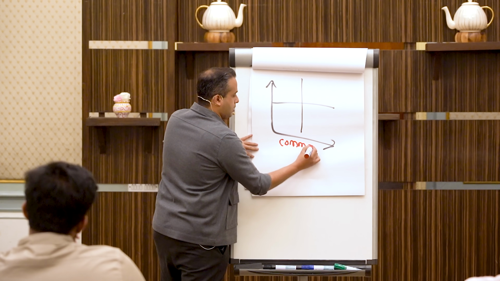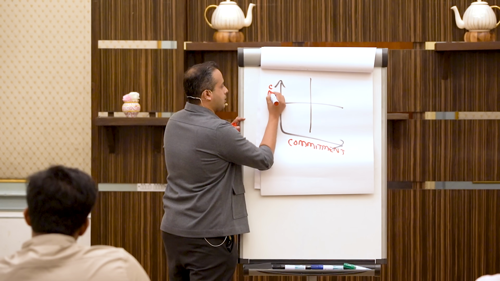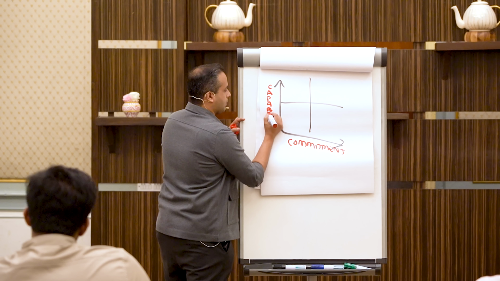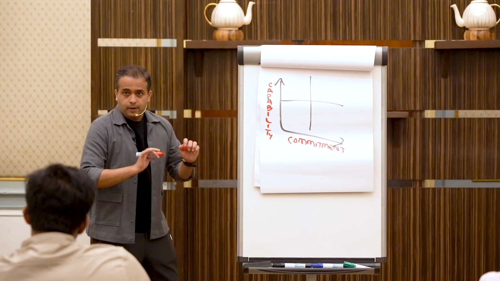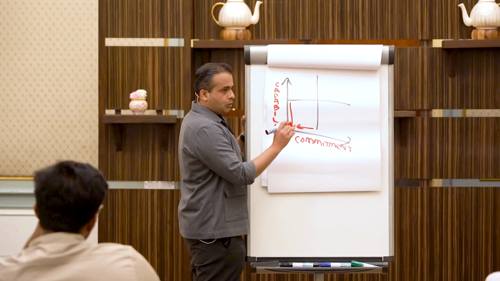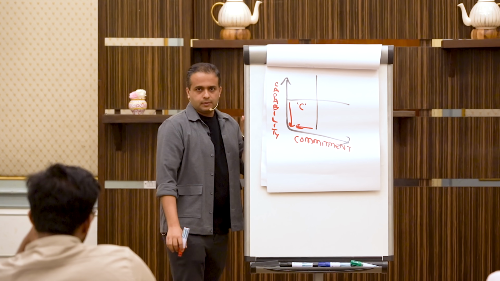Let's call this the commitment graph. And let's call this the capability graph. Okay? Now you'll see 4 types of people in your team. First, low capability, low commitment. Let's just say, call this person a C player.